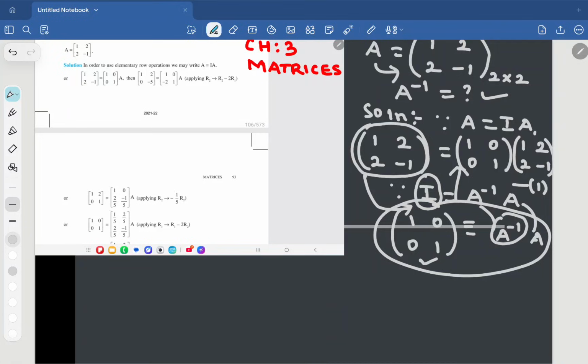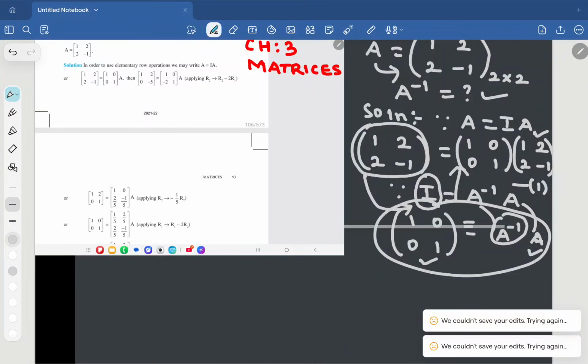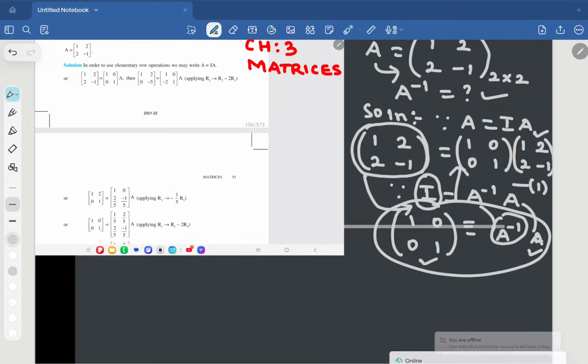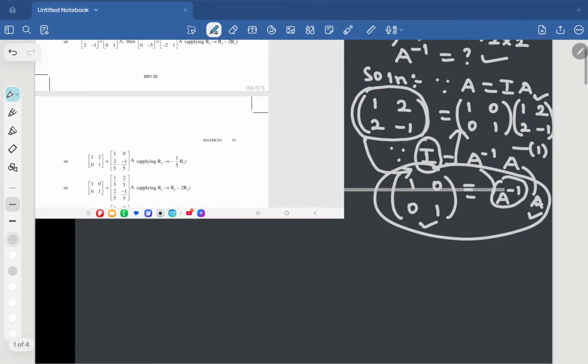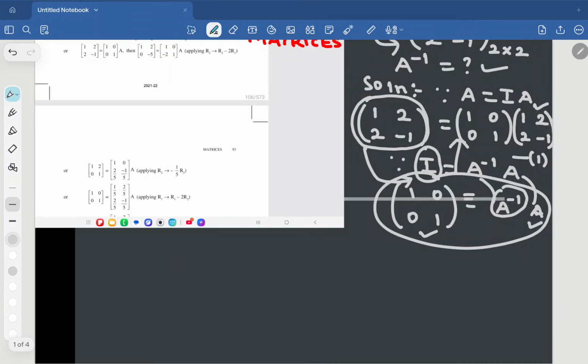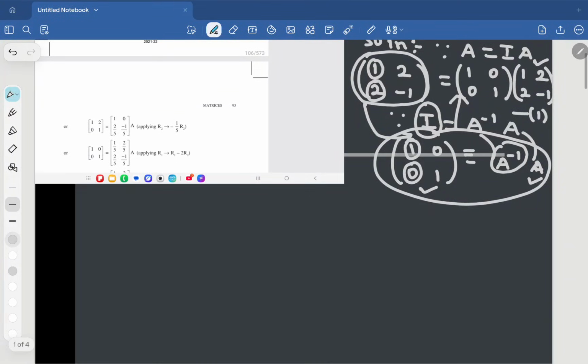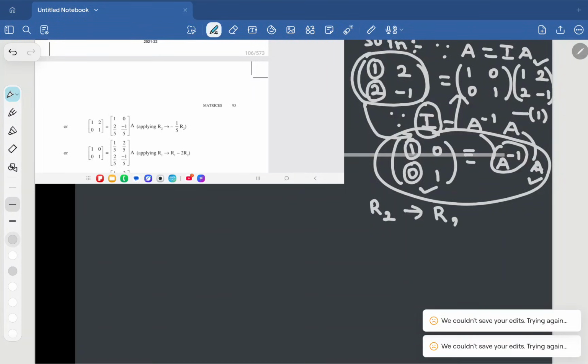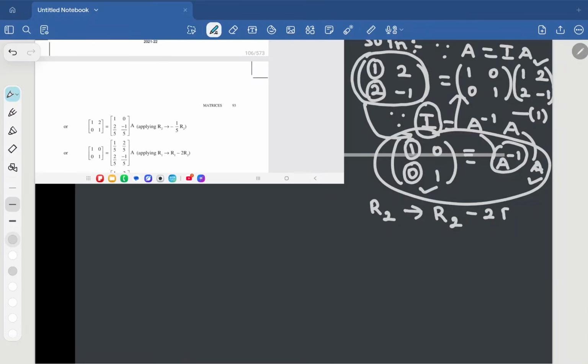See here [1 2; 2 -1], which is our A. Here also we have A. We have to convert LHS into the form [1 0; 0 1]. That's all, by using elementary operation. See here 1, here also 1. There is no change in first row, first column, but here we have to make this 2 into 0. For that purpose, the first elementary operation: we are going to convert row 2 as R2 minus 2R1.